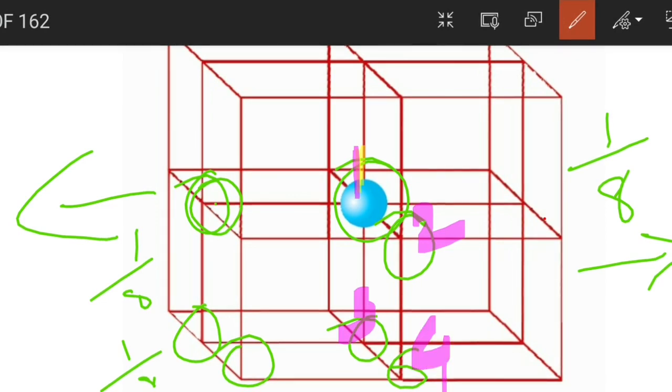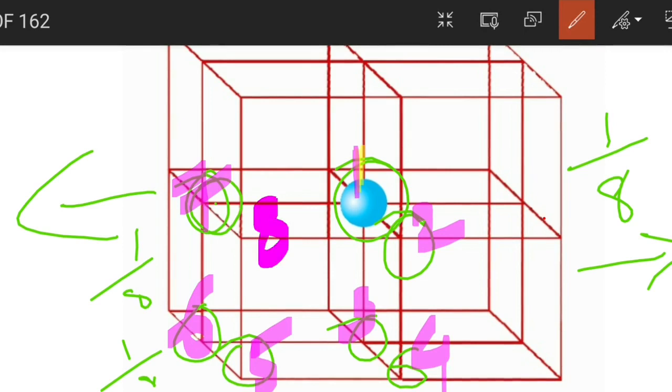This is 4. This is 5. This is 6. This is 7, and this is 8. So total there are 8 corners for a unit cell, isn't it? So from each corner it is getting only 1/8 of the portion, because it is being divided among 8 unit cells, isn't it? So it is getting only 1/8 of the portion.